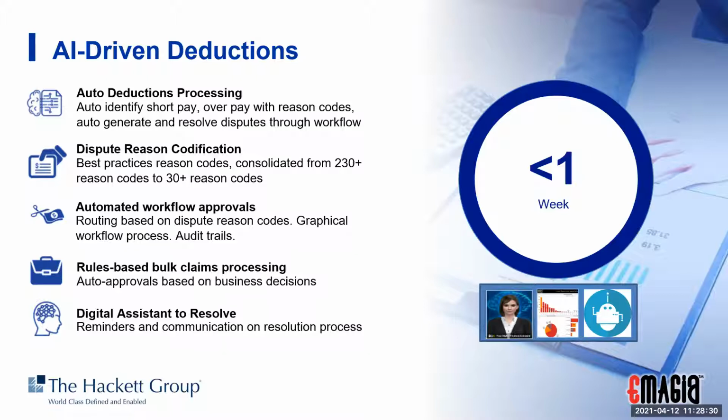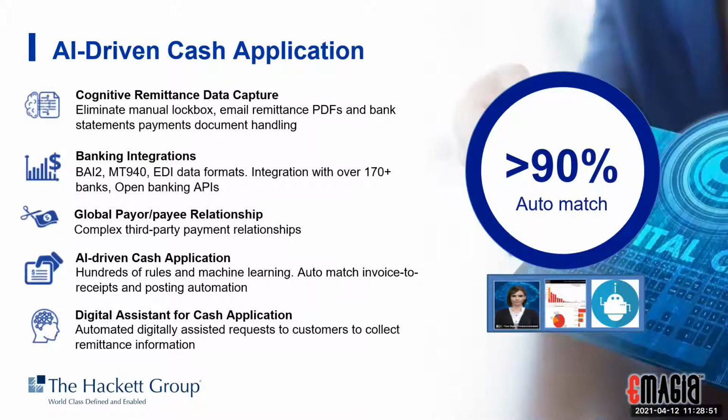The other is internally driving workflows based on a particular dispute reason code. How do you send this to different salespeople, different customer service people, and how do you monitor that and take things forward? So this is all driven out in deductions, and we'll see in the ConvaTec case as well how we are driving this down. Cash application, a huge use case for automation, analytics, and AI.